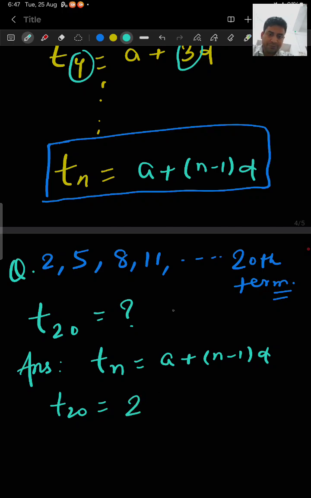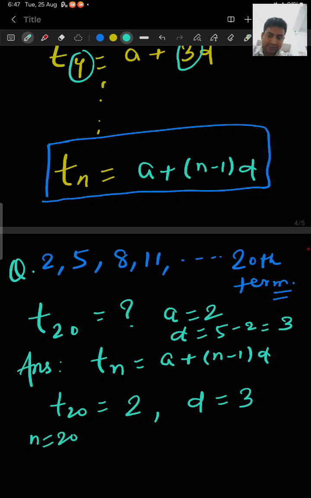Here a is 2. Common difference is 5 minus 2, which is 3, or 8 minus 5, which is also 3, and 11 minus 8, which is also 3. Common difference is 3, and n is 20, clearly it is given.